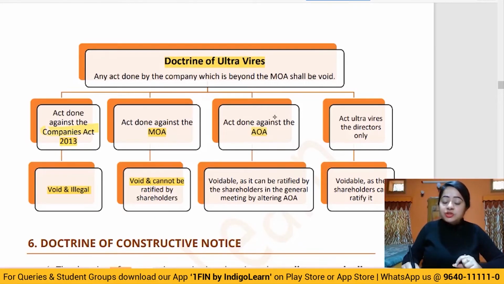Now, what about the Articles of Association? We know that the company has Articles of Association. They contain a lot of rules and regulations which the company has to internally follow. What if the company does not follow the Articles of Association? Well, that act is going to be voidable. That means if the company and the members later on ratify that act, then it is going to be valid. If it is not ratified, then such an act is going to be void. Again, if the directors of the company do something ultra vires to their powers, then that is also voidable. The shareholders may later on ratify it. In that case, it is going to be valid. Otherwise, it is going to be void. So that is your doctrine of ultra vires.